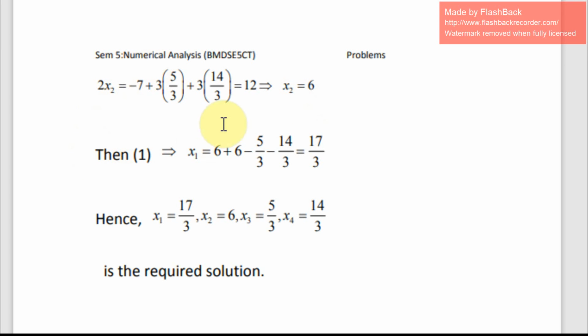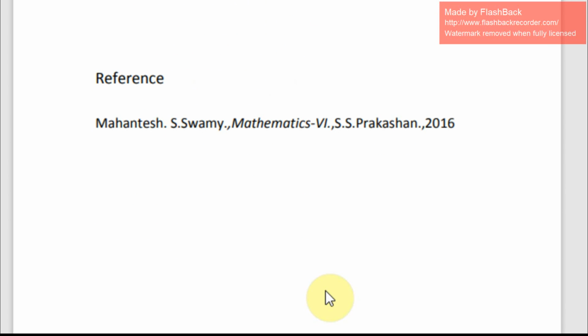Then we substitute the x2, x3 and x4 values in equation 1. Then we get x1 is equal to 17 by 3. Hence x1 is equal to 17 by 3, x2 is equal to 6, x3 is equal to 5 by 3, x4 is equal to 14 by 3, which is the required solution.